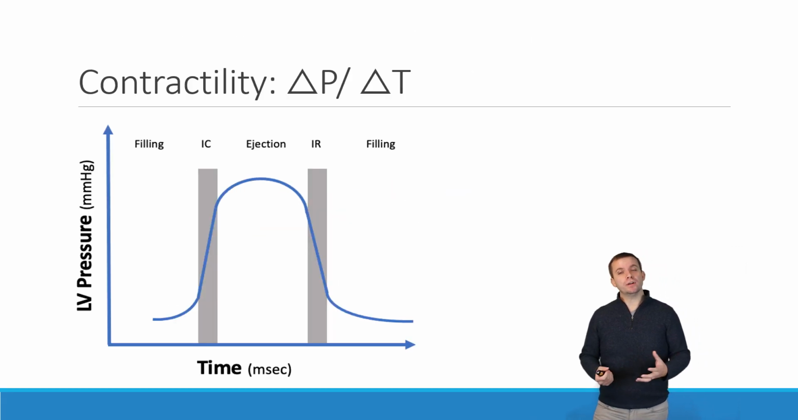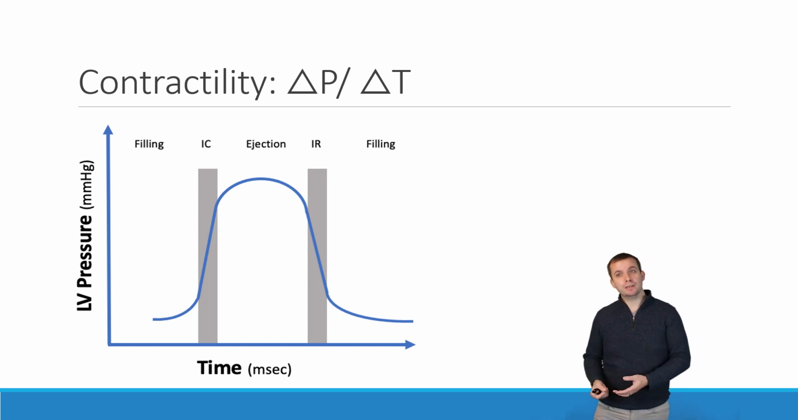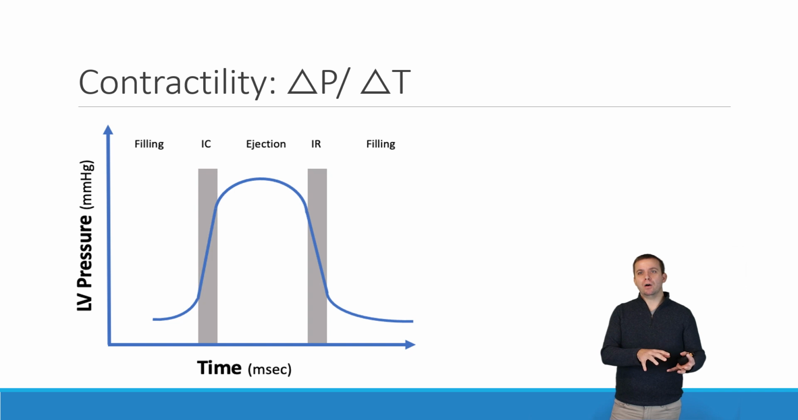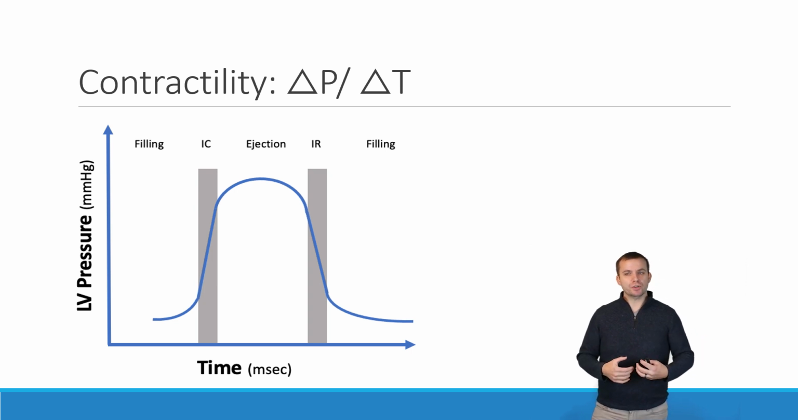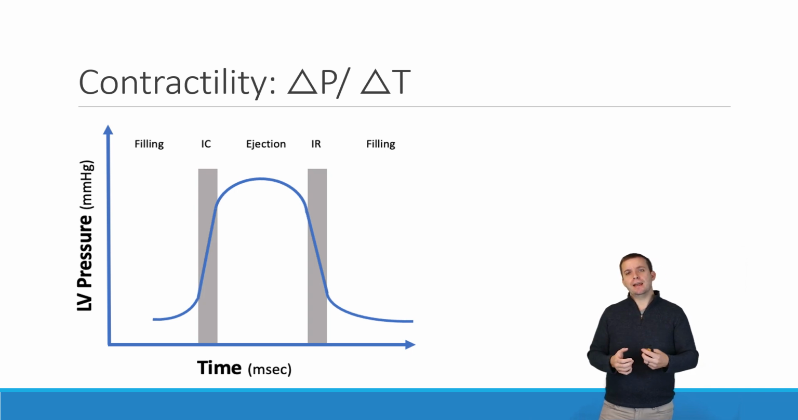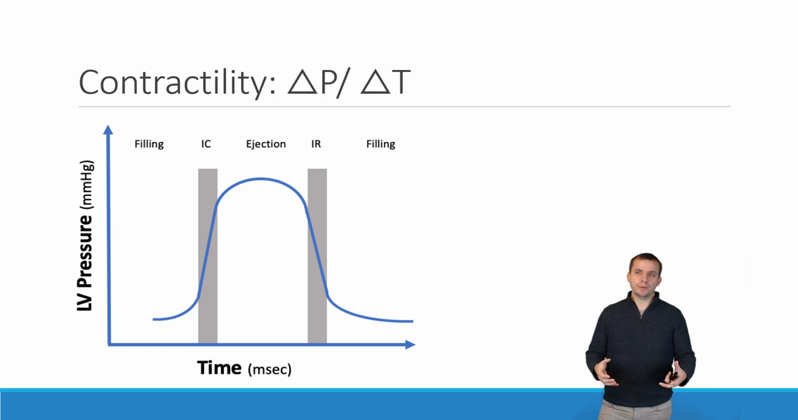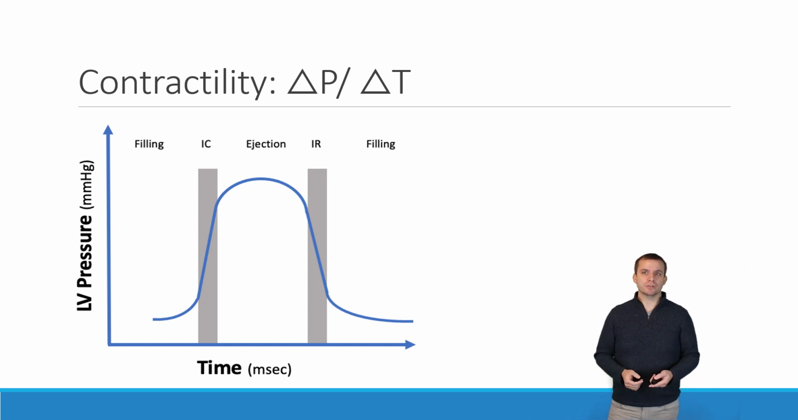Another way you can measure it is you can directly measure what your change in pressure over change in time is. So if we look at what the left ventricular pressure does over time, it fills and you get a certain pressure, and then you have that isovolumetric contraction where you have a large increase in pressure, and then you eject, and then you have this isovolumetric relaxation where you have a drop in pressure, and then you start the filling process over again.